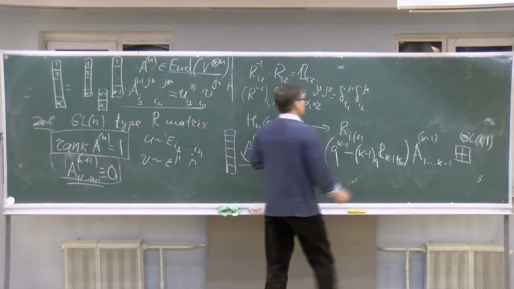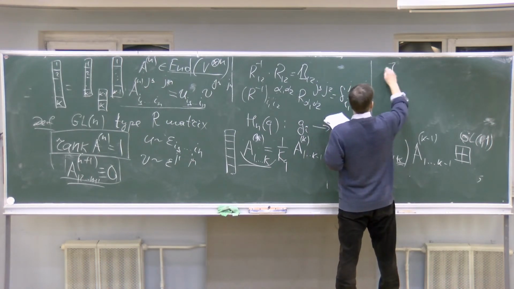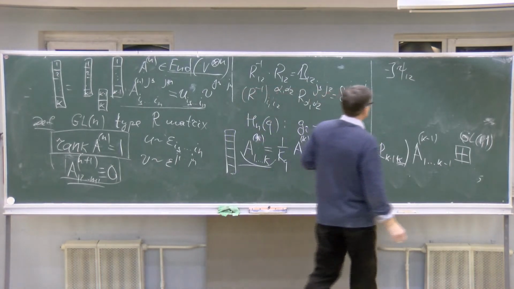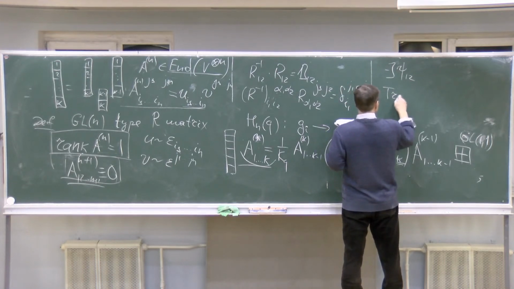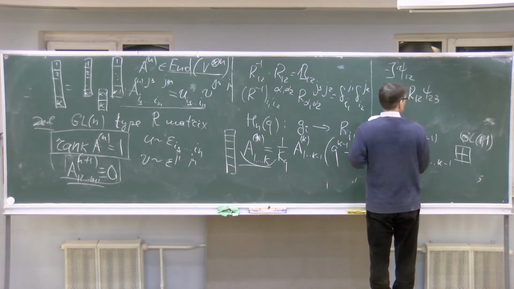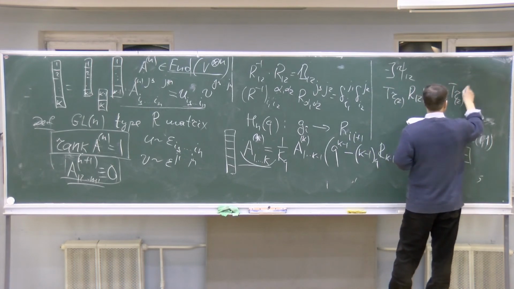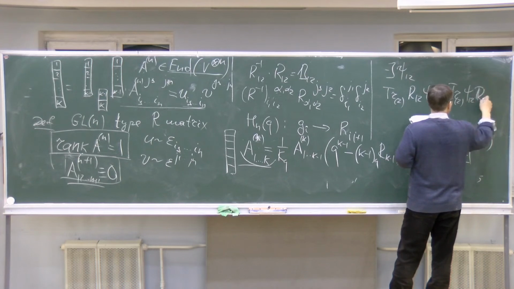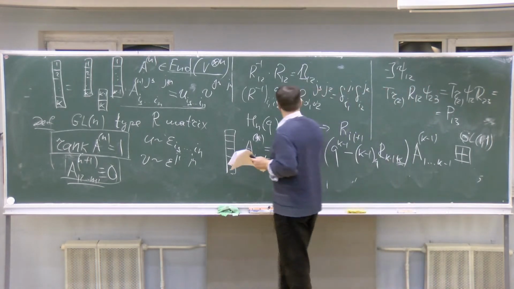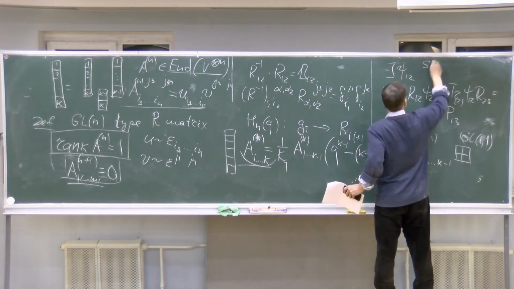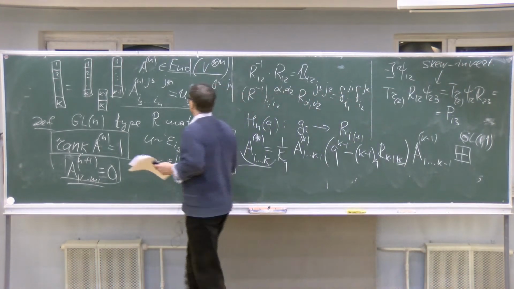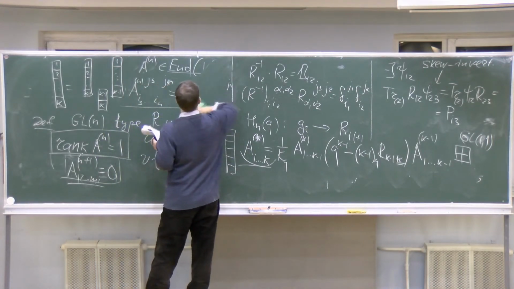And skew invertibility is the following thing. There exists a matrix psi of the same size as R, and we have the following condition. The trace in the second space of the product R 1, 2, psi 2, 3 is equal to the trace in the second space of psi 1, 2, R 2, 3. It is just a permutation operator 1, 3. This is skew invertibility. A very strange and very useful condition.